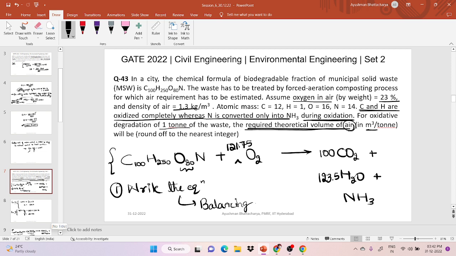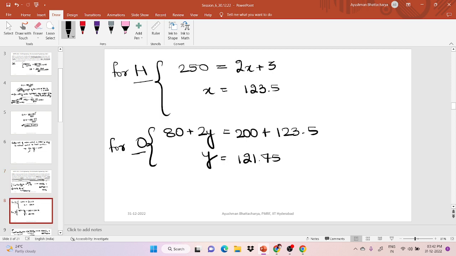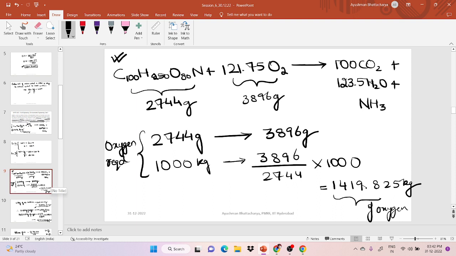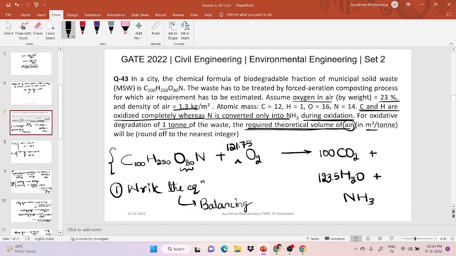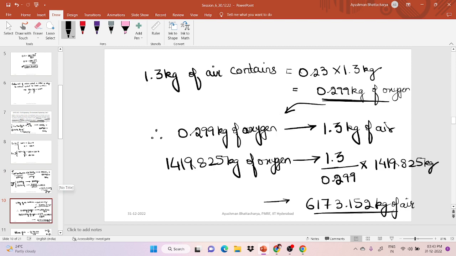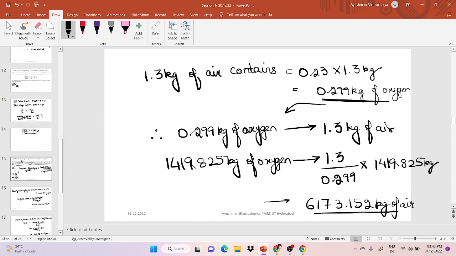After the equation, the first thing we did was balancing. Once we were done with the balancing, we wrote the unitary equation, like this much amount of waste requires this much amount of oxygen. For 1 ton of waste it will require this much amount of oxygen. But in the question, they were asking in terms of theoretical volume of air. So to get the theoretical volume of air, we first calculated how much quantity of oxygen is present in air, and by knowing that, we calculated that this much amount of oxygen will be present in how much quantity of air.